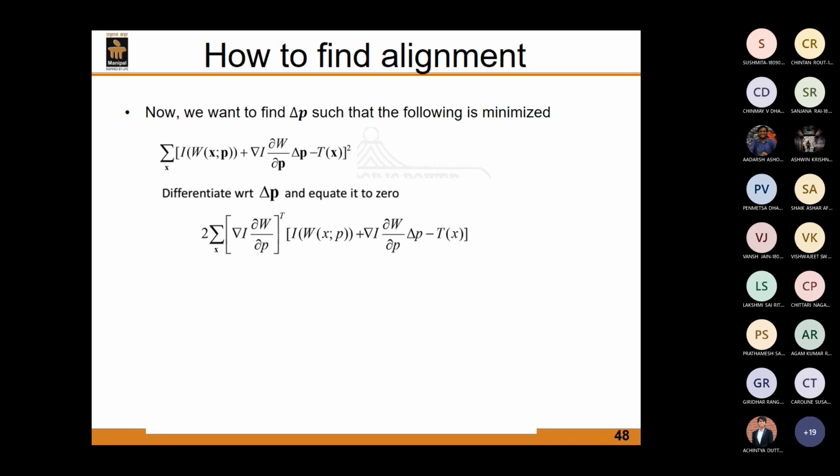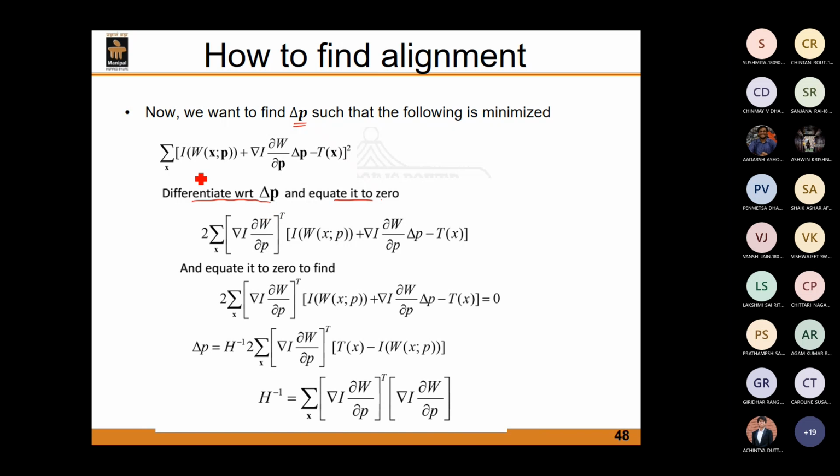Now, in order to find this delta p such that the function is minimized, what we can do is differentiate the function with respect to delta p and equate it to 0, right? So by doing all the steps and simplifying, what we get would be this equation over here. I get delta p is equal to H inverse times the sum of 2 [del I dou W by dou p] the whole transpose times [T(x) minus I(W(x;p))]. Okay, and this H inverse is basically the sum of [del I dou W by dou p] transpose times [del I dou W by dou p], right? Now this H inverse, we'll see what it is in the coming slide.